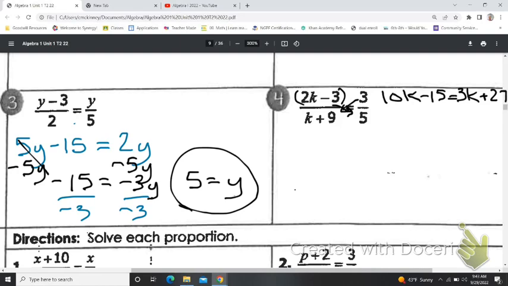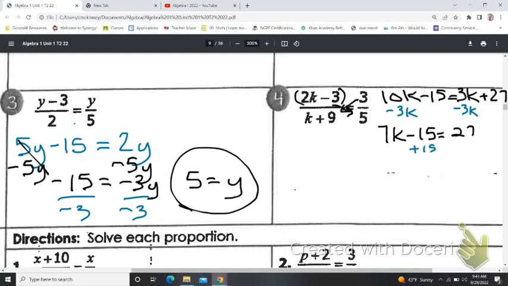Now, of course, we have to get our variables on the same side, so we're going to move a variable. I'll move this 3k by subtracting 3k. Now I have 7k minus 15 is equal to 27. And we're just to that two-step equation.